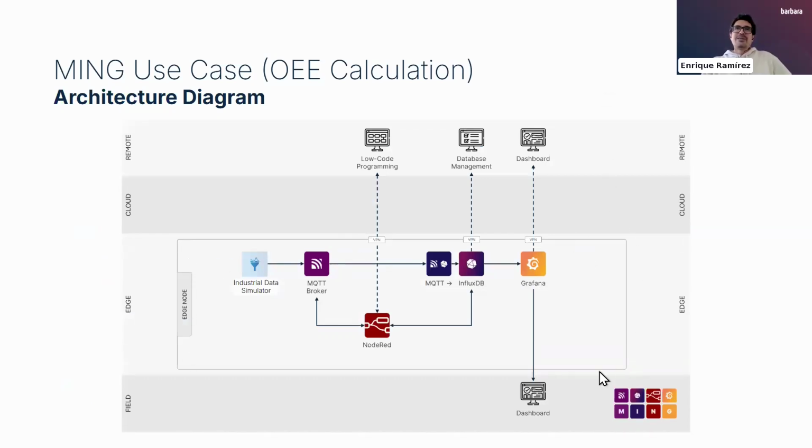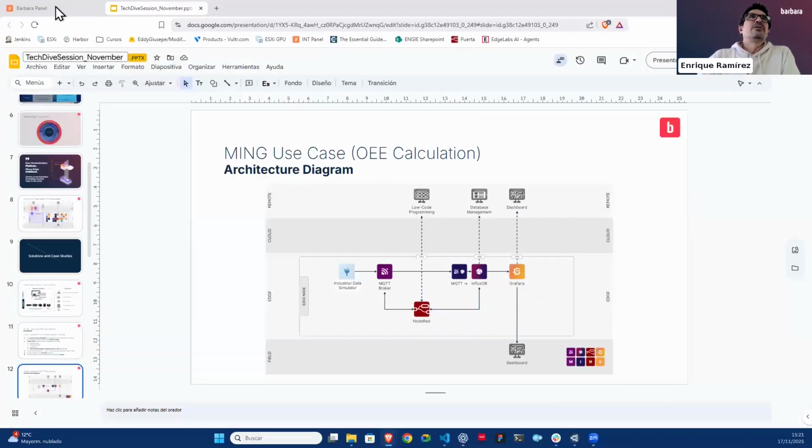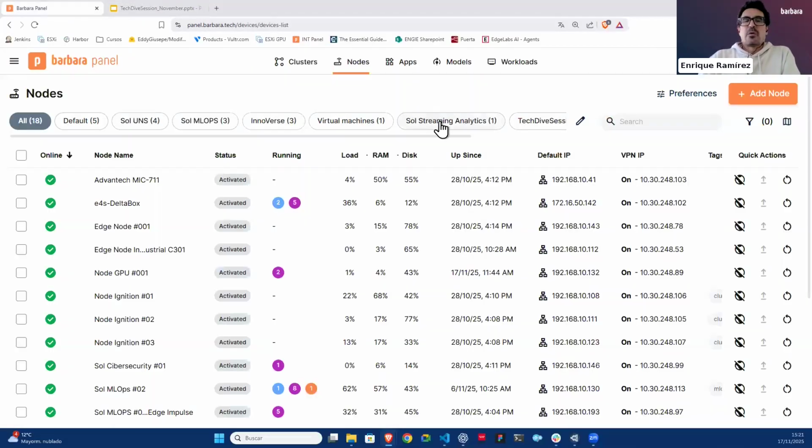In the Barbara platform, and what I'm going to do now is move to the platform. We will select an edge node that we have available in the platform, and then I will start deploying this application. All the applications that I'm going to use are available in our marketplace. We will see it later in more detail, but let's start by moving to the panel, where we have everything necessary to create this use case.